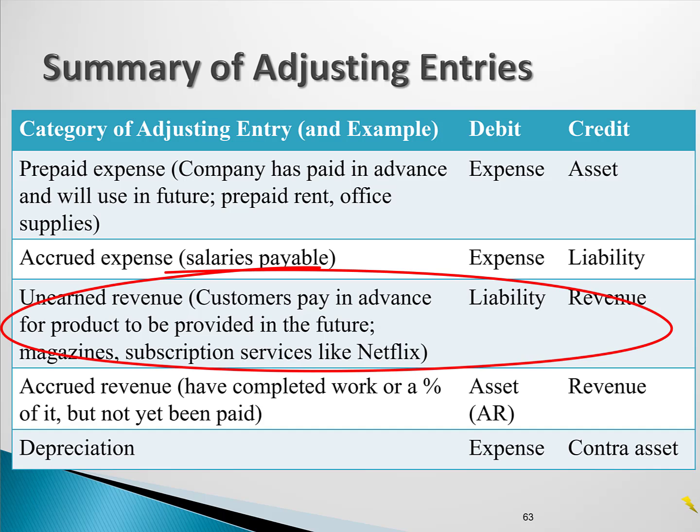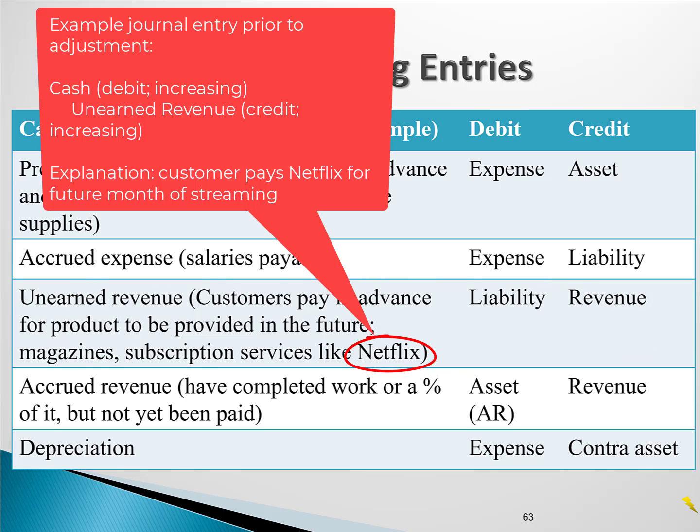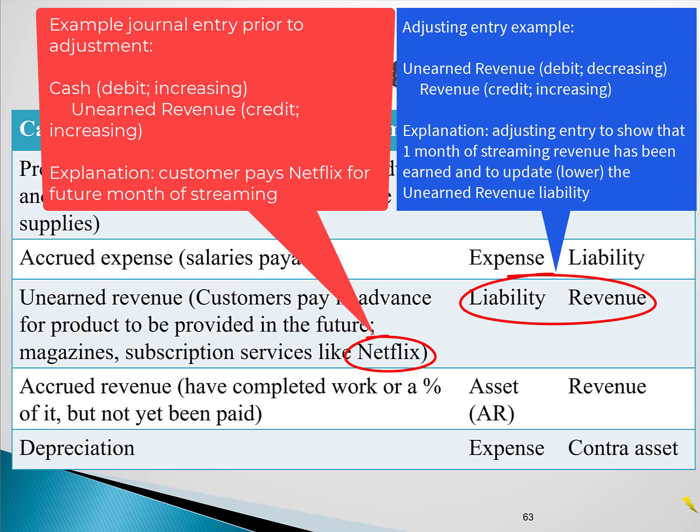Then we learned about unearned revenue. This is when customers pay the company in advance for a product or a service to be provided in the future. The classic example is magazine subscriptions. A more current example would be a subscription service like Netflix. When Netflix originally receives money from a customer, the customer is paying for the future month of streaming service. Therefore, Netflix would increase cash, and they would also increase a liability called unearned revenue. At the end of the accounting period, they need to do the adjusting entry. So they would lower the liability called unearned revenue. And how do you lower a liability? With a debit. And then you would increase the revenue with a credit.